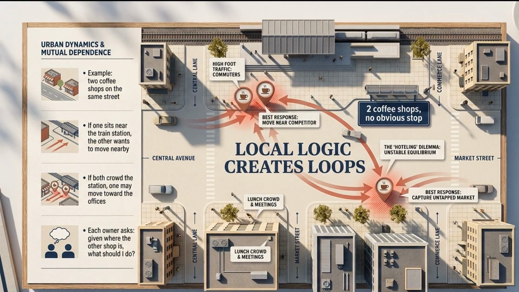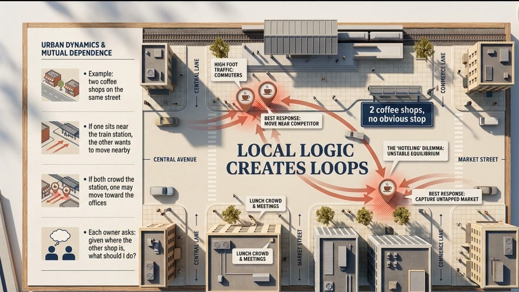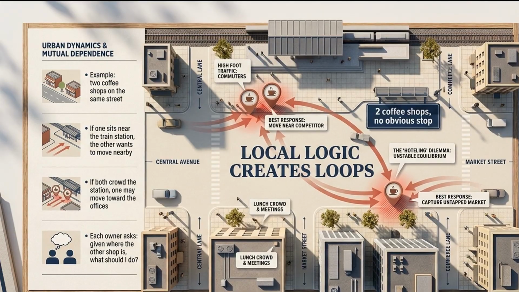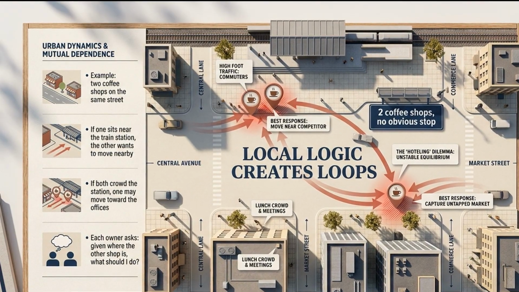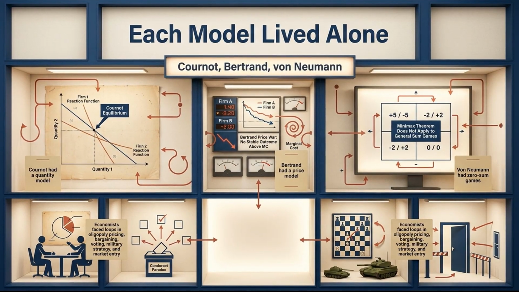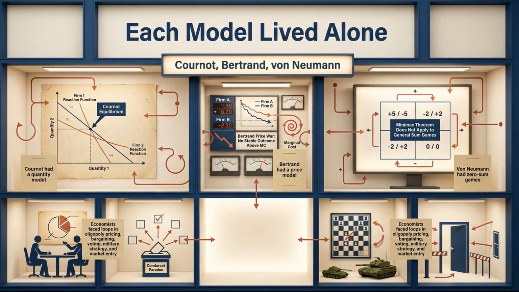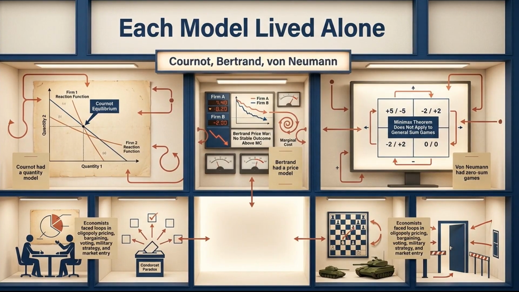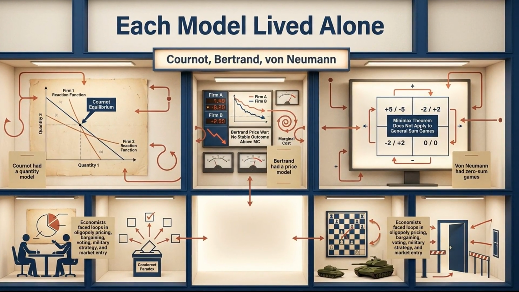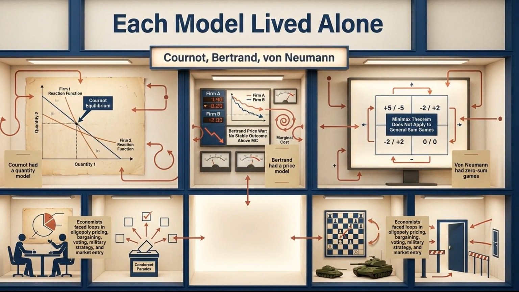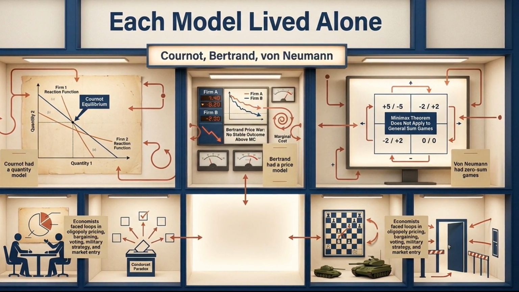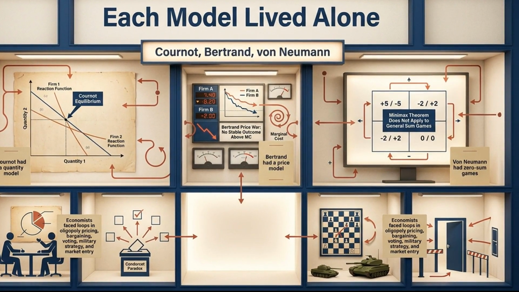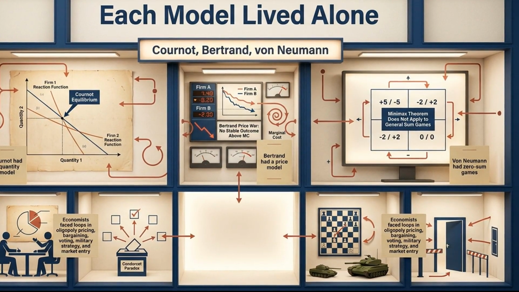This was not a toy problem. In the 1940s, economists had many such loops. They had oligopoly pricing, they had bargaining, they had voting, they had military strategy, they had market entry. They did not yet have one general concept that named the stop point. So people used special cases. Cournot had a quantity model. Bertrand had a price model. Von Neumann had zero-sum games. Economists used diagrams. They used stories. They used case logic. Those tools helped, but each one lived in its own room.